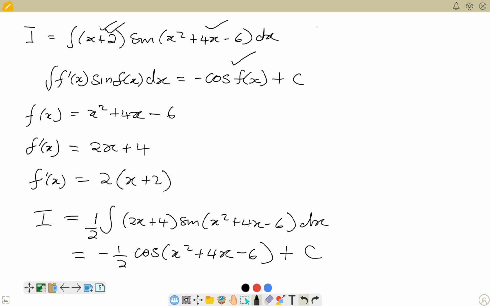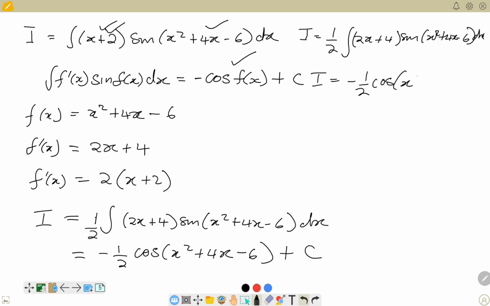So actually from here you could have just said I equals 1 over 2, then you change that to be 2x plus 4, then the sine of x squared plus 4x minus 6 dx. Then you write your answer here to be negative. But this is if you know how it works.